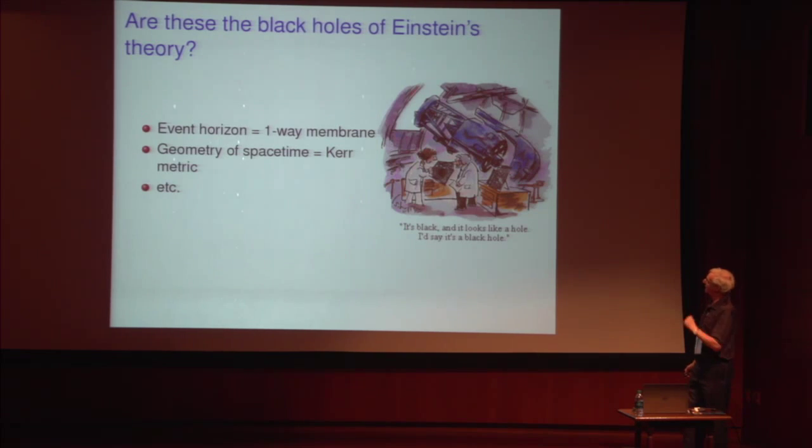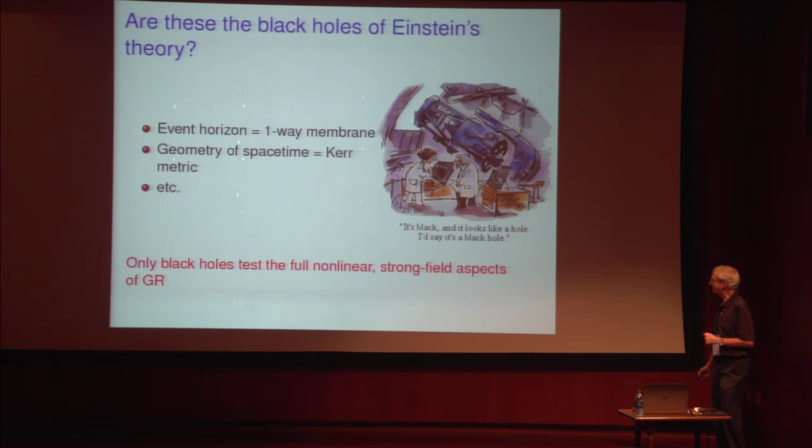Okay, so are these the black holes of Einstein's theory? Is space and time warped in this peculiar way that black hole geometry predicts? We don't have direct tests on that. We really are like the astronomers in the cartoon: it's black, looks like a hole, I'd say it's a black hole. Okay. So we need some kind of probe that will come from the strong field region to our detectors on Earth, and that's LIGO.